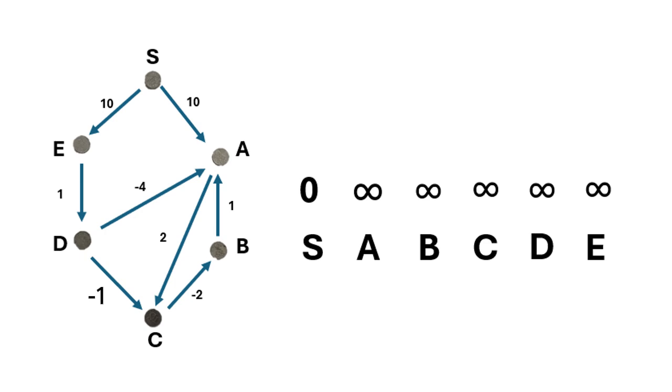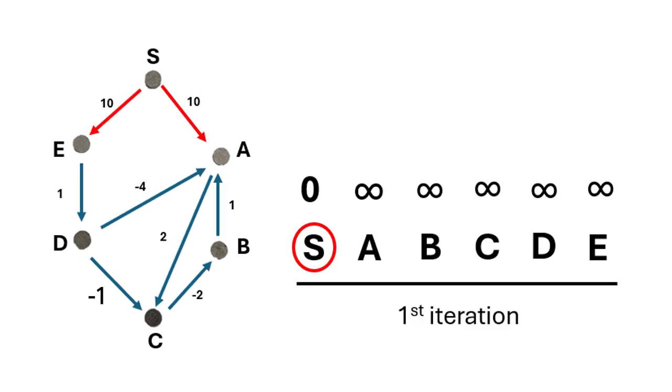Remember, I said that each iteration, we need to examine all the edges. I think an organized way of doing this is to look at each node one by one and examine its outgoing edges. When we've done this for every node, we're guaranteed to have seen all the edges. In our case, we'll start with S and work our way to the right.